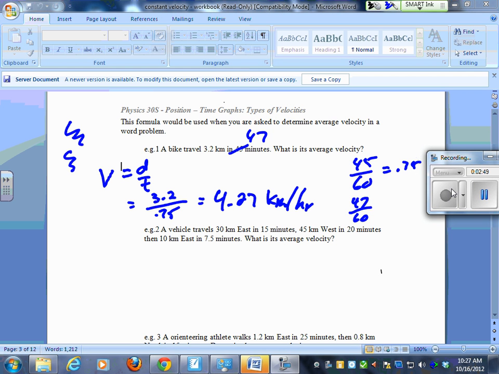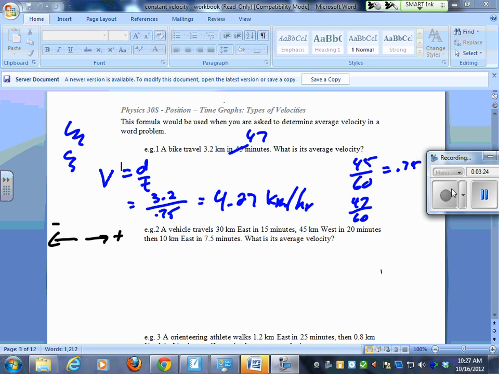What about number 2? A vehicle travels 30 kilometers east in 15 minutes, 45 kilometers west in 20 minutes, and then 10 kilometers east in 7.5 minutes. What is its average velocity? Now, do you get the sense that this one's a whole lot harder? How come, Connor? Because it has like east and stuff. East and stuff. Direction. Direction, thank you, yeah. Now, we're lucky in that we're going east and then west and then east, right? So we can set it up ahead of time that to the right is positive and to the left is negative, right?